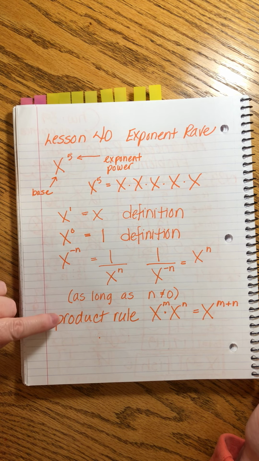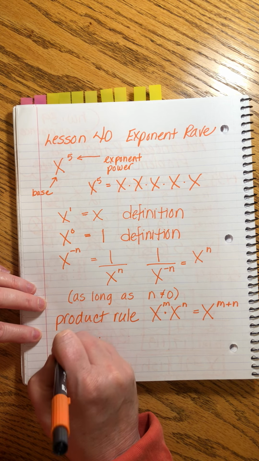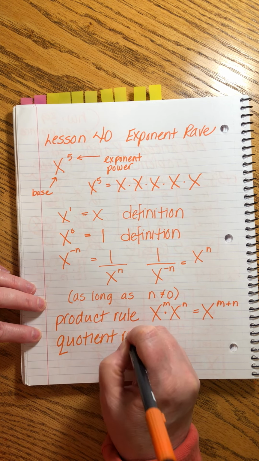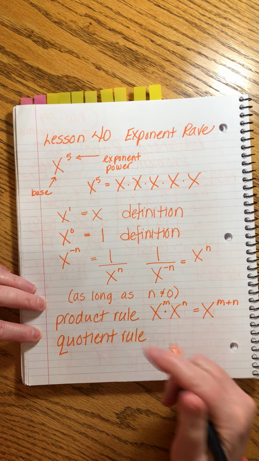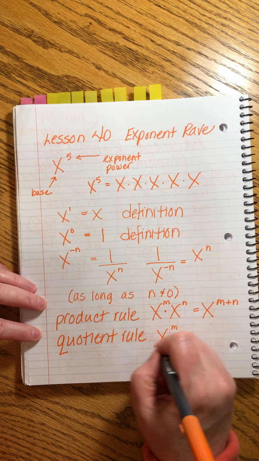Now, there are actually 3 of these special rules that we're talking about. The second one is called the quotient rule, and that's what's new for us today. And it's similar to this, but in this case, instead of multiplying the two bases, we're saying, what happens if you're dividing them?